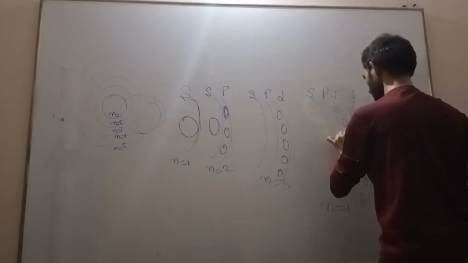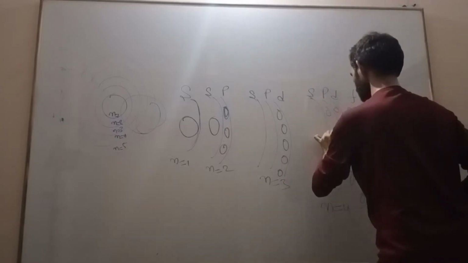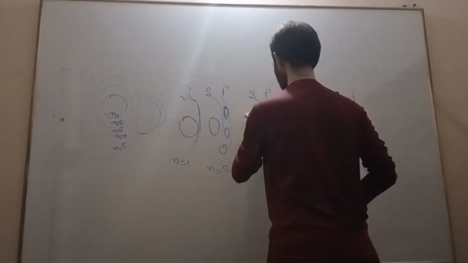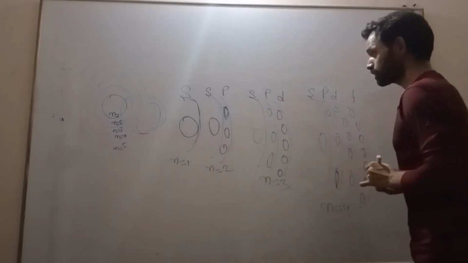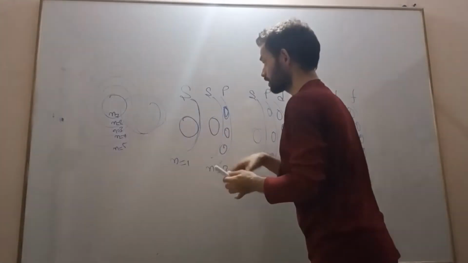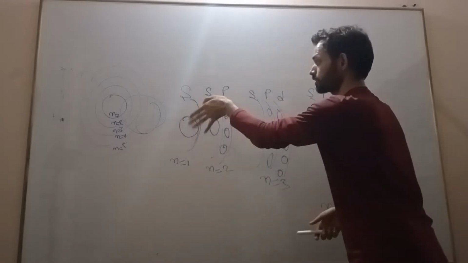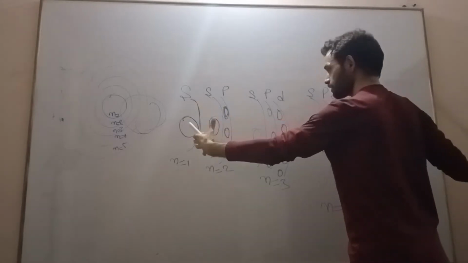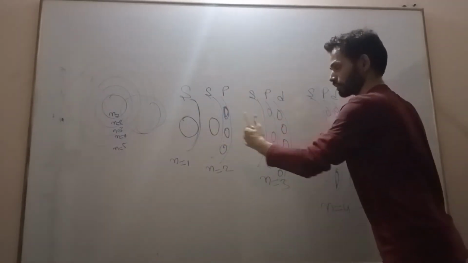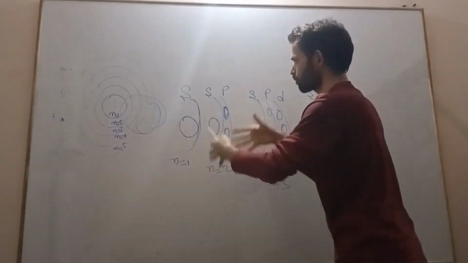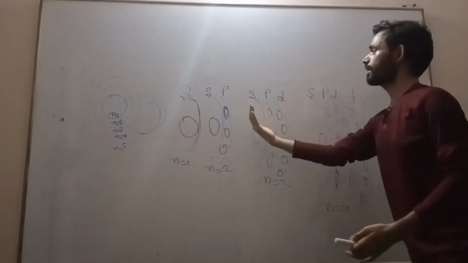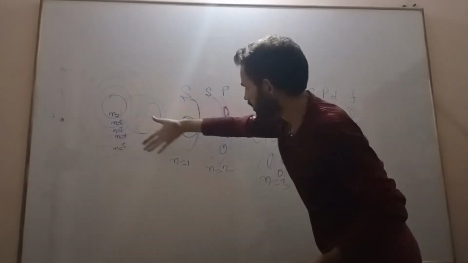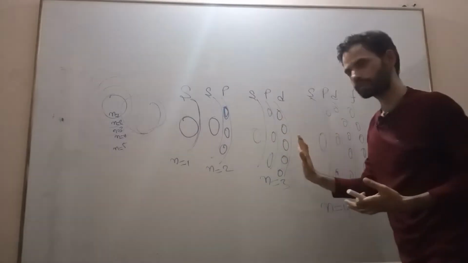In d there are 5, in p there are 3, in s there is 1. This is the number of orbitals inside the energy subshell. Everything is inside the atom. After going inside the energy level, we found different energy subshells, and these subshells increase as the number of energy levels increases. So this is the arrangement.